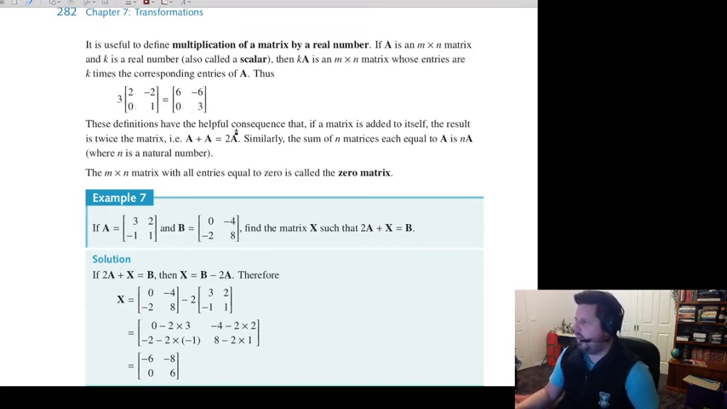What's this saying here? Cool. If a matrix is added to itself, the result is twice the matrix. So if you had A plus A, so matrix A plus matrix A, it's the same as doing 2 times matrix A. Good. It says if you've got a matrix where all the entries equal 0, it's called the zero matrix. So if you have a matrix and there are zeros in every position, it's known as a zero matrix. Cool. That might be worthwhile memorizing.